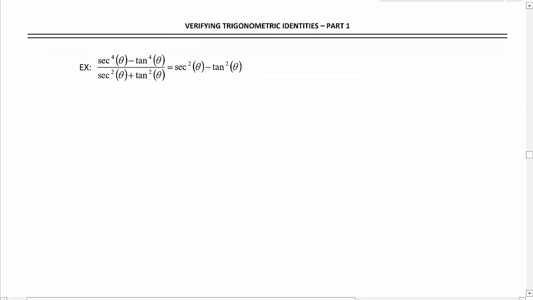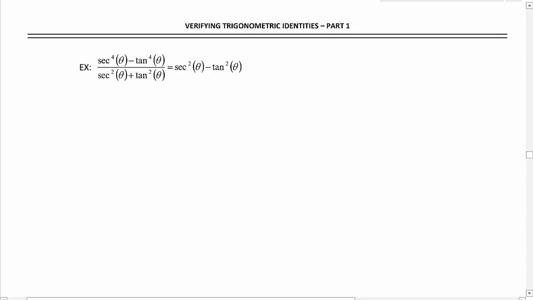One more in this first part, don't worry. There's 6 more in the other two parts combined. We want to show that secant to the fourth minus tangent to the fourth divided by secant squared plus tangent squared has to equal secant squared minus tangent squared.